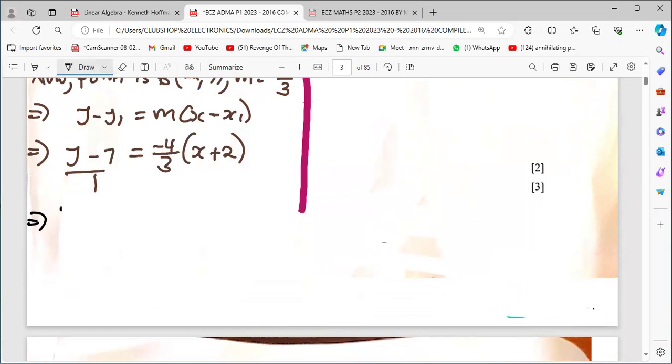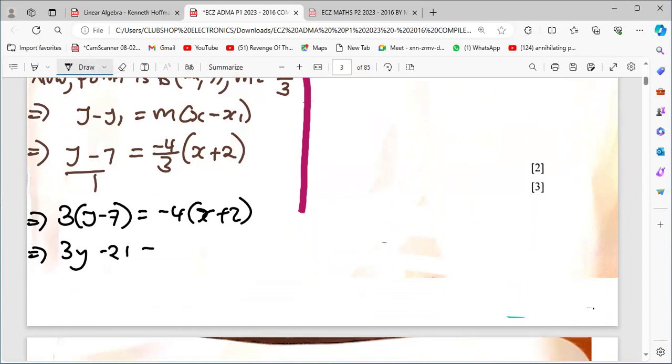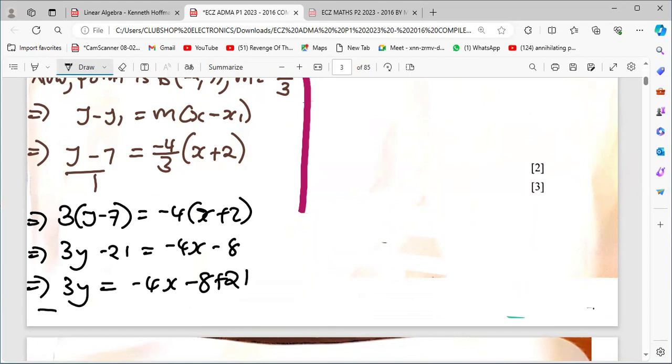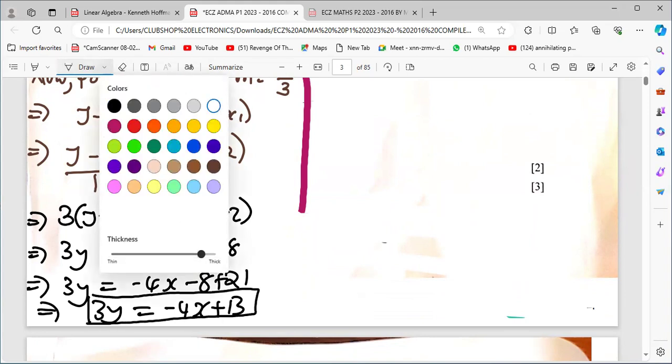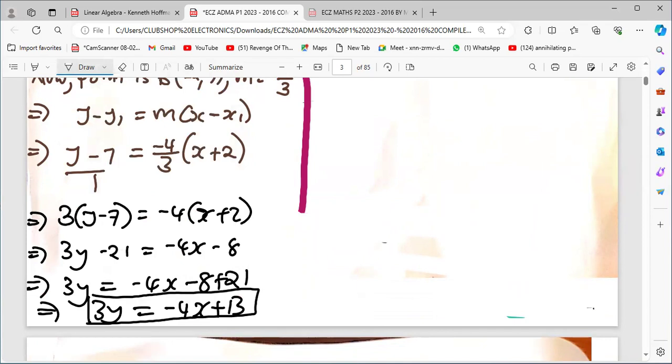So what we have is 3 open bracket y minus 7 close bracket equals -4 open bracket x plus 2 close bracket. If we distribute, we have 3y minus 21 equals -4x minus 8, so 3y equals -4x minus 8 plus 21, grouping the terms. Therefore, the equation is 3y equals -4x plus 13. This is the required equation, and you're done for this one. I hope that is okay. So we are done with that one.